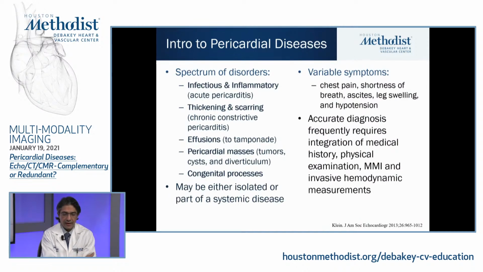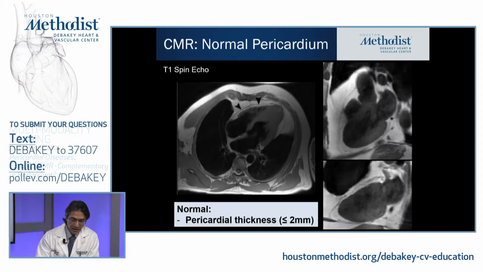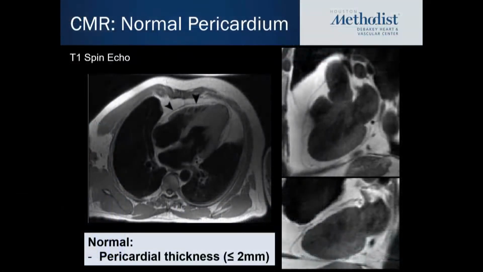We've discussed with echo some of the spectrum of disorders that you can see. I also will be discussing these, the types of disorders that can be seen, and I've chosen just a few for the sake of time. But before I can get into these diseases, I think it's important for me to show you what a normal pericardium looks like with these different imaging techniques.